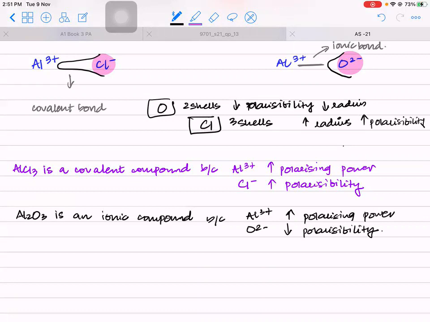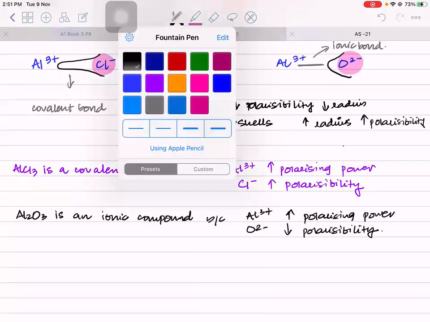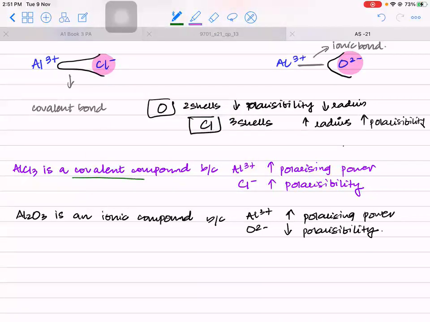If you remember from O levels, any compound which is covalent will be acidic. Do you remember covalent compounds are acidic and ionic compounds are basic? So if you don't, you can just know right now, covalent compounds are acidic in nature. So this will be acidic in nature. This is ionic, therefore this will be alkaline or basic.